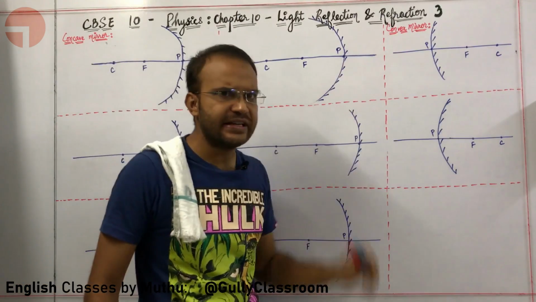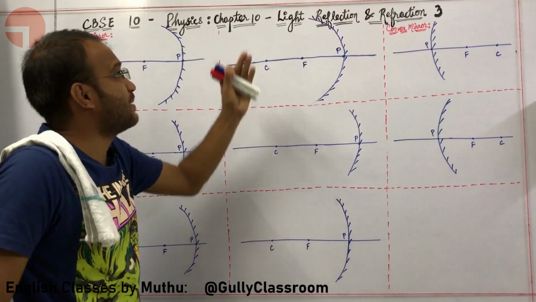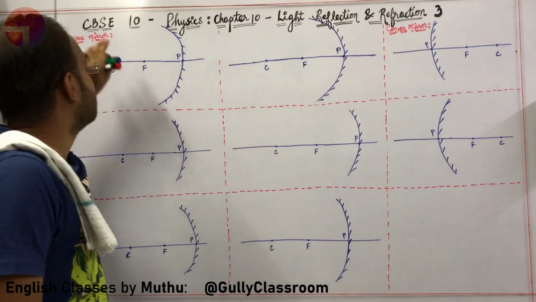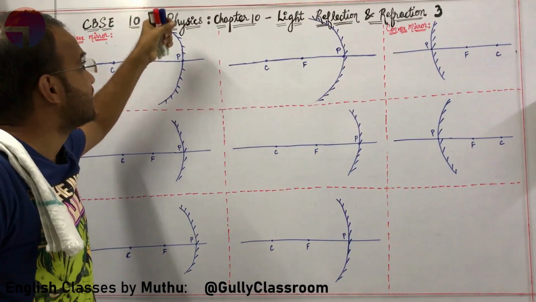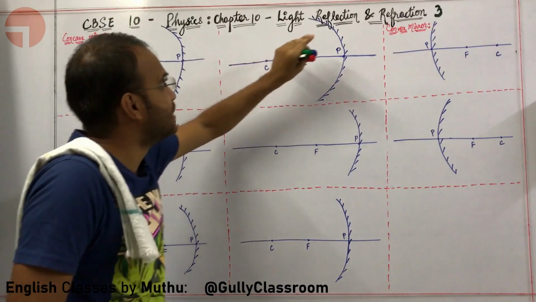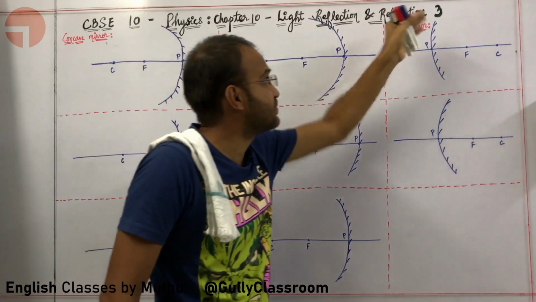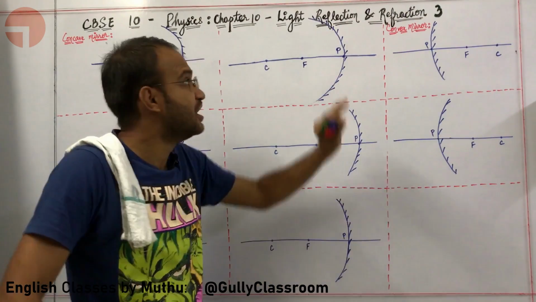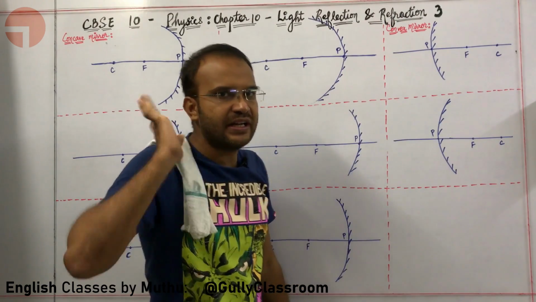This is the third lecture in which chapter, sir? In the chapter Light, Reflection and Refraction, CBSE 10 Physics science book, Chapter 10. This is the third lecture taken in English.